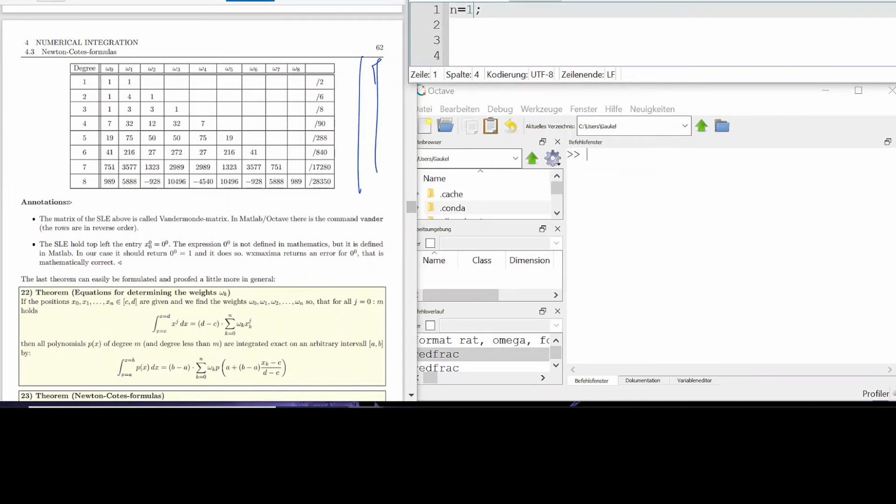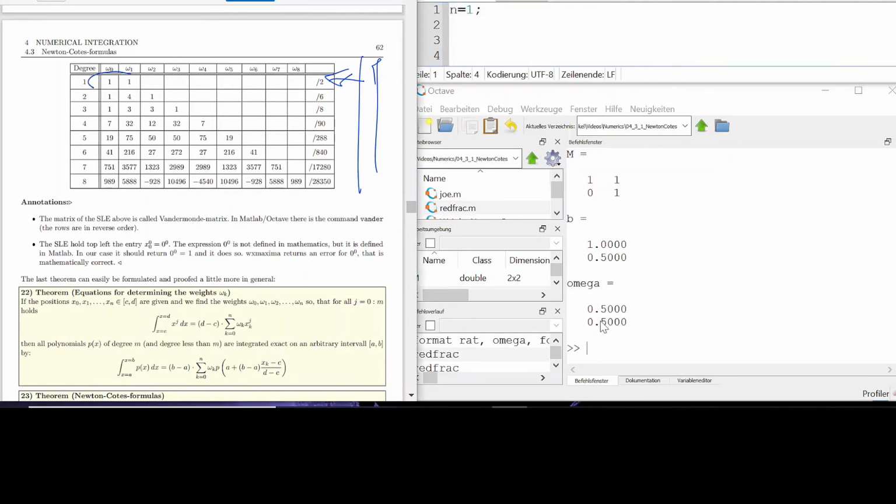Let's run that code for n to be 1. Let's check if we get this trapezoidal rule. I don't want to show you my program because I want you to do that by yourself. Okay, so let's run. In this case, the matrix looks like that, 1, 1, 0, 1. The right hand side is 1.5, and the solution is a half, and that's what we have here.